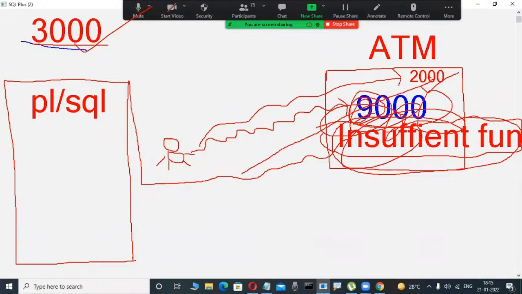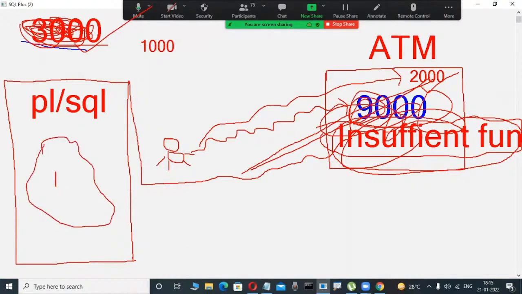Now, whenever we withdraw 2,000, what is the available balance? Here 3,000 minus 2,000 is 1,000. That I want to affect in my database. Otherwise, if you withdraw 2,000 and still 3,000 is available, the total banking system would collapse. Those are all transactions, and they are written through coding. That's why PLSQL developers are required in a project for this type of coding.